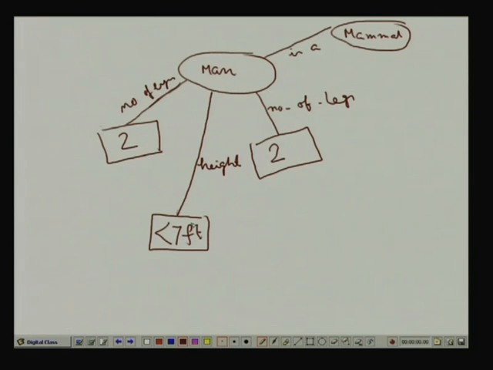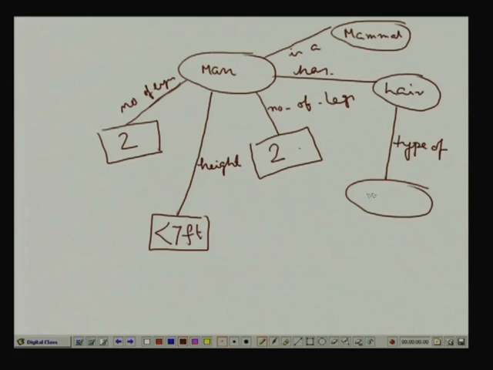In that way, I can have different types of nodes, you see. This is one type of node that's representing a concept. There can be nodes which are representing values as well, like these. All these together are giving me some statements. Man maybe has hair, and hair is a type of skin. All right, now you see all these things are concepts.